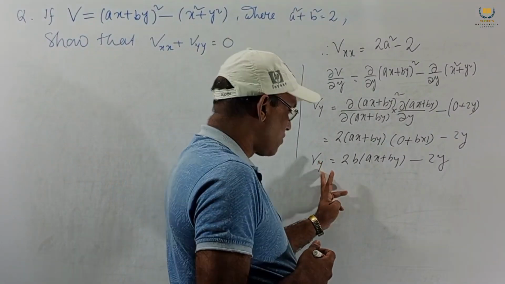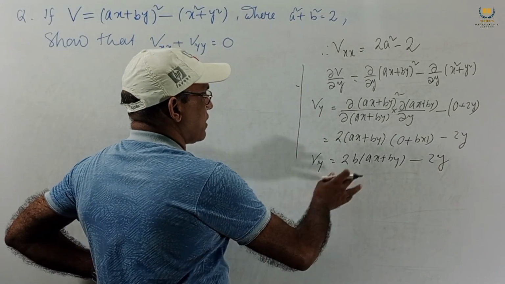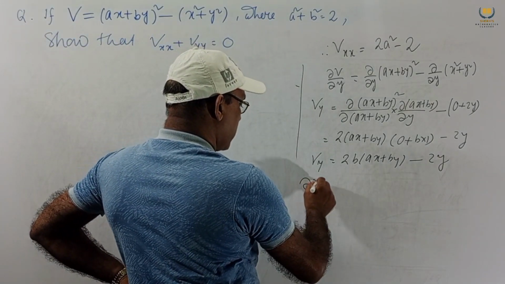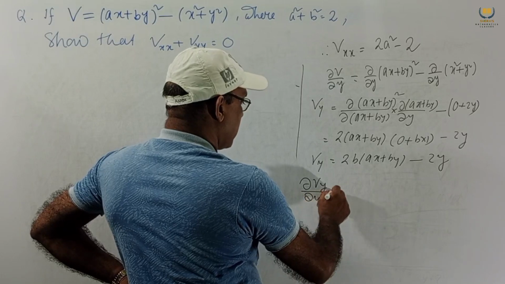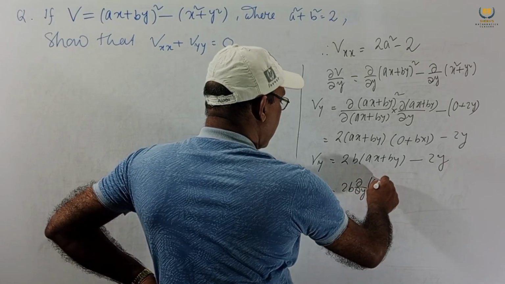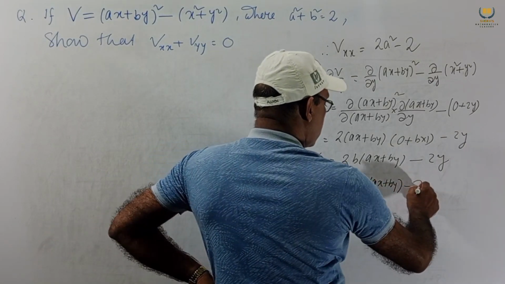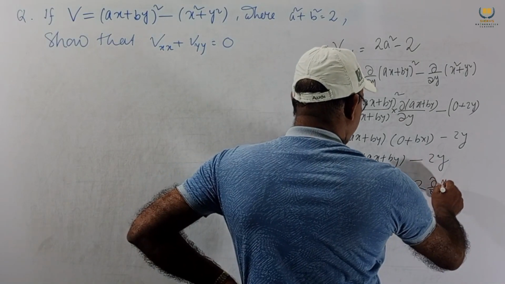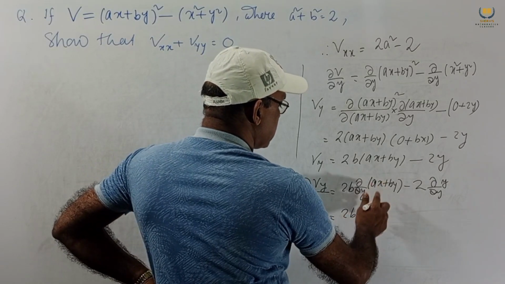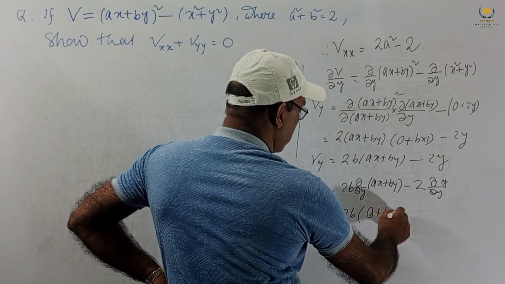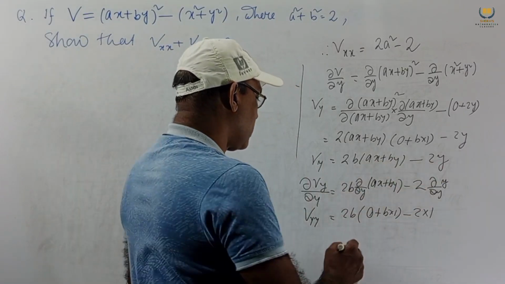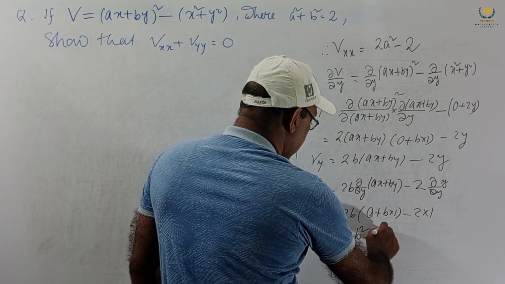Now we have the first order derivative with respect to y. Again, our requirement is vyy, so we differentiate again with respect to y: del y of 2b, which is constant, times (ax plus by), minus 2 is constant, del y of y. So vyy is 2b times, 0 plus b into 1, minus 2 into 1. Ultimately we get 2b square minus 2.